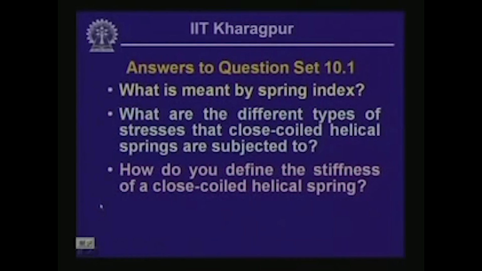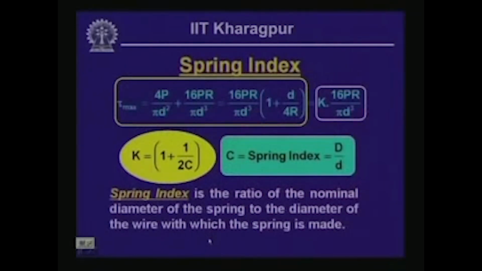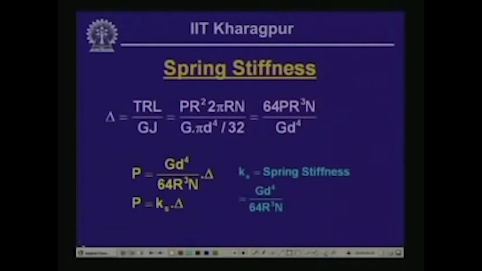Now, the last question which we had was, how do you define the stiffness of a closed coil helical spring? To answer this question, let us look into the expression for the deflection that we had derived. For the closed coil helical spring, the deflection delta because of the action of the axial load P was 64 P R cube N by G d to the power 4, where these terms have the usual meaning: P is the axial force, R is the radius of the helix of the spring, N is the number of turns of the spring coil, G is the shear modulus, and d is the diameter of the wire.